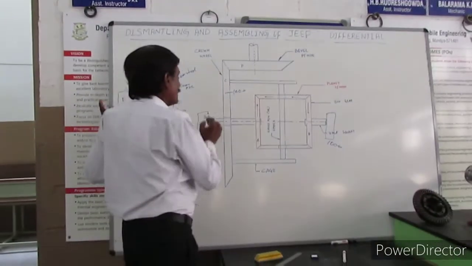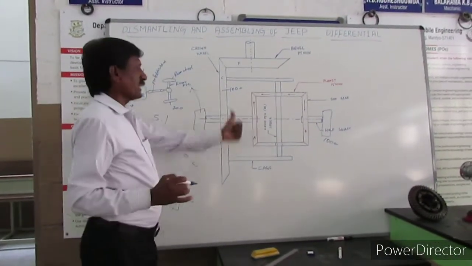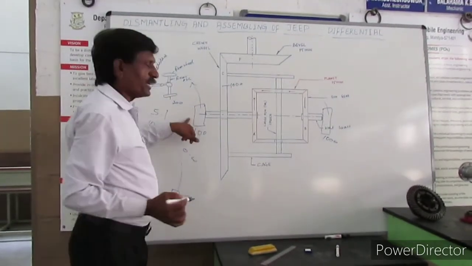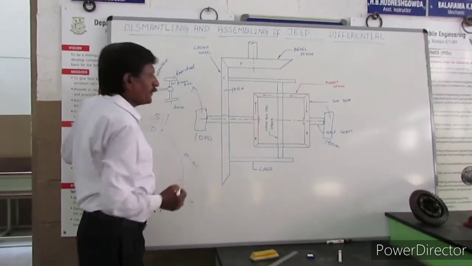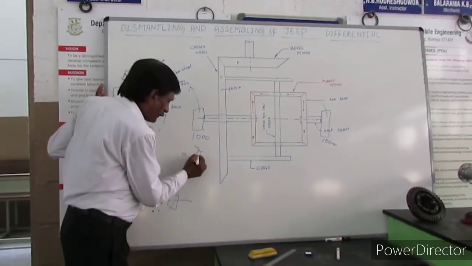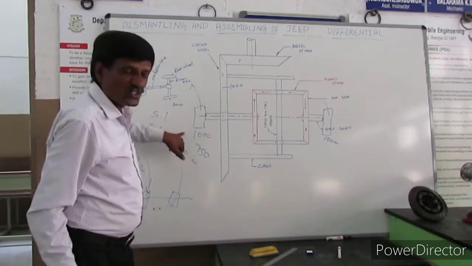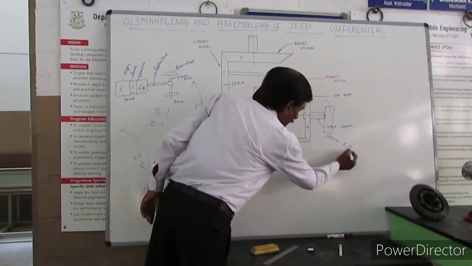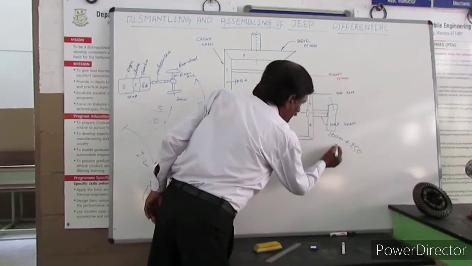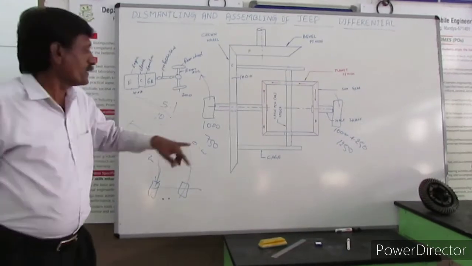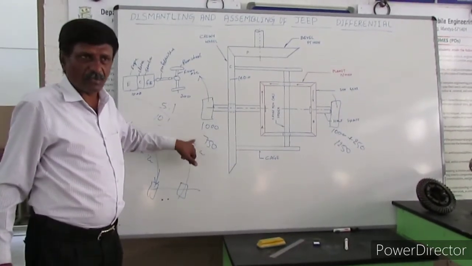Both wheels run at the same speed when the vehicle is moving straight ahead. Whenever the vehicle is taking a turn, suppose this is the inner wheel if the vehicle is taking a left turn, and this is the outer wheel. Example, if the inner wheel speed is reduced from 1000 RPM to 750 RPM, then whatever the reduction in speed of the inner wheel is added to the speed of the outer wheel. For example, 250 RPM is added, so the outer wheel runs at 1250 RPM compared to the inner wheel speed of 750 RPM.